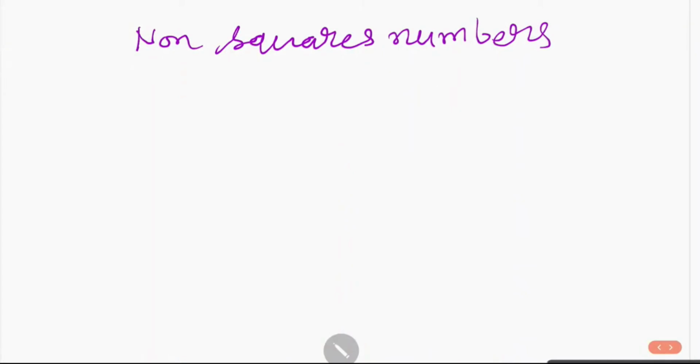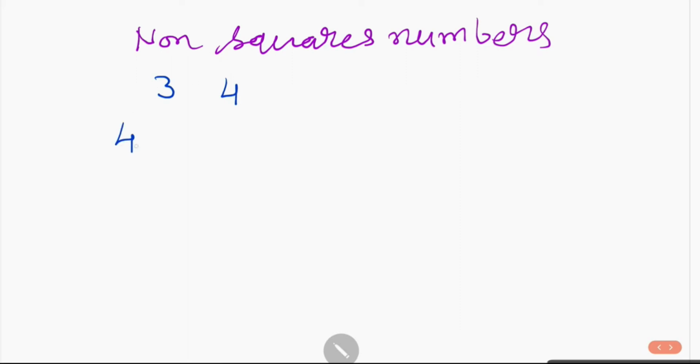Welcome back, students. Today we will find out how many non-square numbers there are between the squares of two consecutive numbers. Like, as we have two consecutive numbers, 3 and 4, we have to find the non-square numbers between the squares of these two numbers.